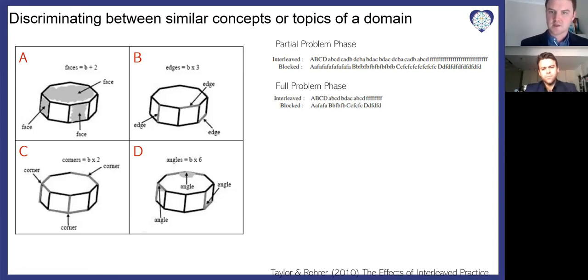So the capital letters here are the worked examples that were provided. And obviously in the interleaved condition, all of the worked examples were provided at the start. And then the questions were mixed up in little groups of 4. And then at the end, they had F for filler problems. And they wanted filler problems because they wanted to control for spacing.